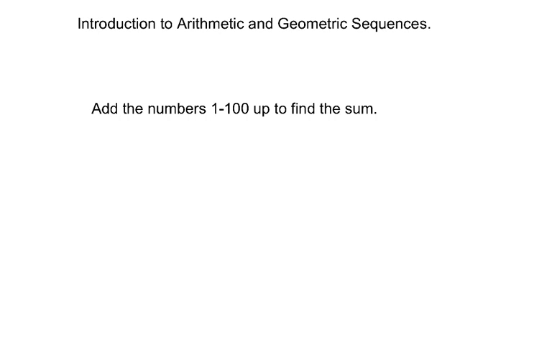This is the introduction to arithmetic and geometric sequences. And the first thing we're going to look at is adding up numbers 1 through 100 and finding the sum. There's a famous mathematician, Frederick Gauss, who was asked to do this in second grade or third grade. I don't recall what grade.